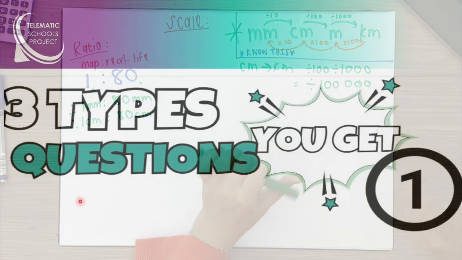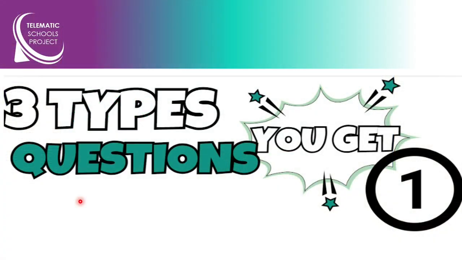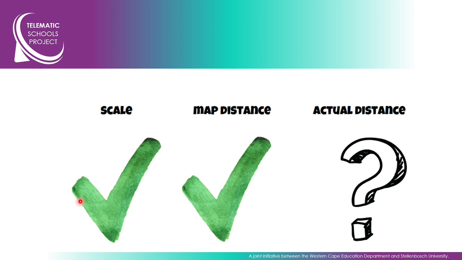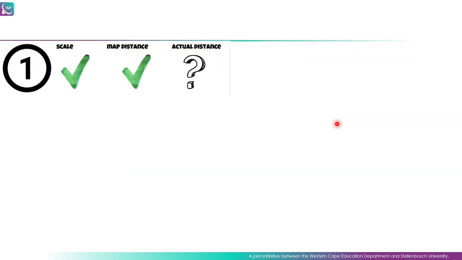So, now that we have a better idea of what is expected, we need to start looking at the types of questions they can ask us. There's normally 3 types of questions that they ask us when they ask us scale calculations. The first one would be, we have the scale, we have the map distance, and they are asking us the actual distance, or the distance in real life. Now we can look at our first example.